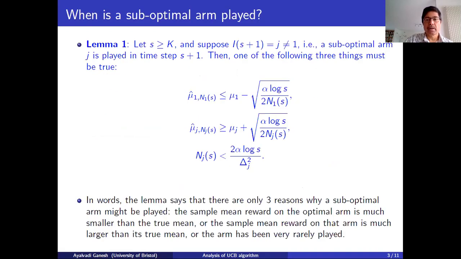Okay, so that's as much as I wanted to say about the choice of alpha. And now we'll turn to the proof of the theorem. As I mentioned, we are going to break it up into a number of lemmas, and the first one deals with when a suboptimal arm is played.